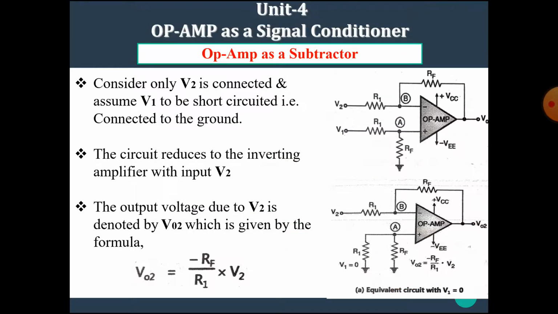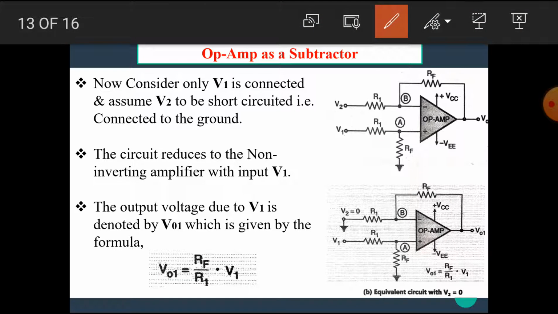Now let's see the second configuration. Now consider only V1 is connected, and V2 is to be short circuited, that is V2 is connected to the ground. Then we get this circuit, only V1 is connected and V2 is connected to the ground. The circuit reduces to the non-inverting amplifier with input V1. That means the circuit becomes now the non-inverting amplifier, which has the input V1 only.